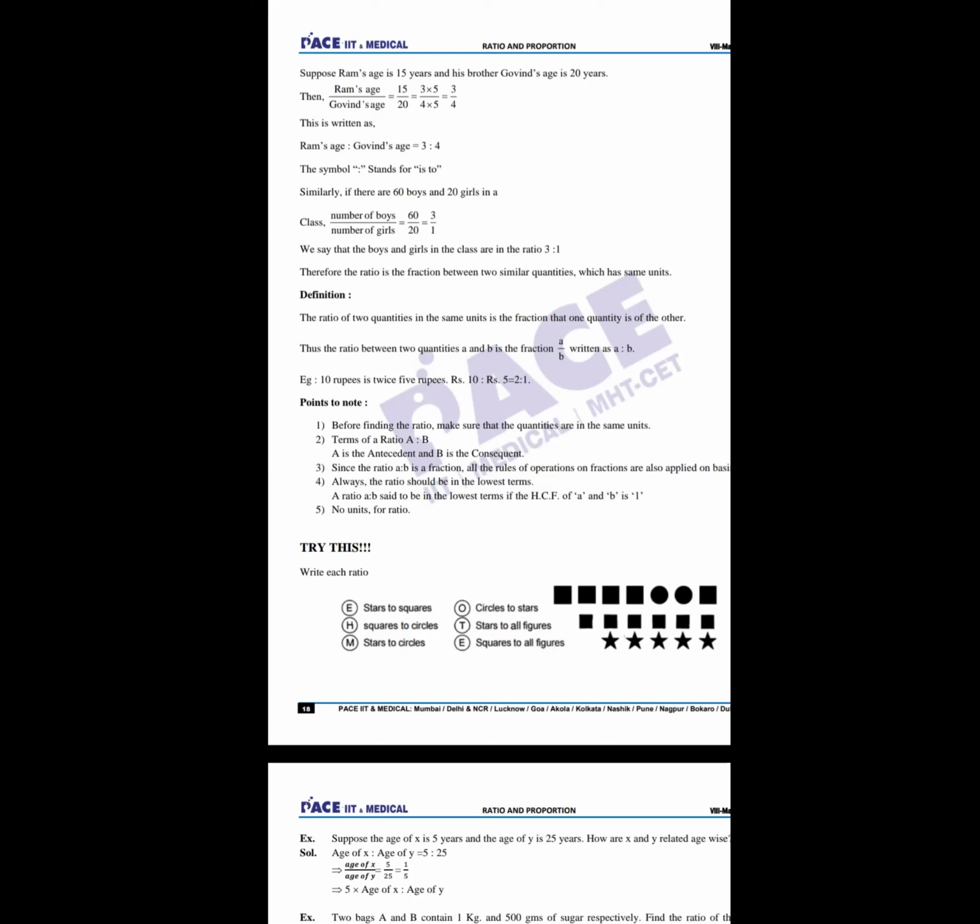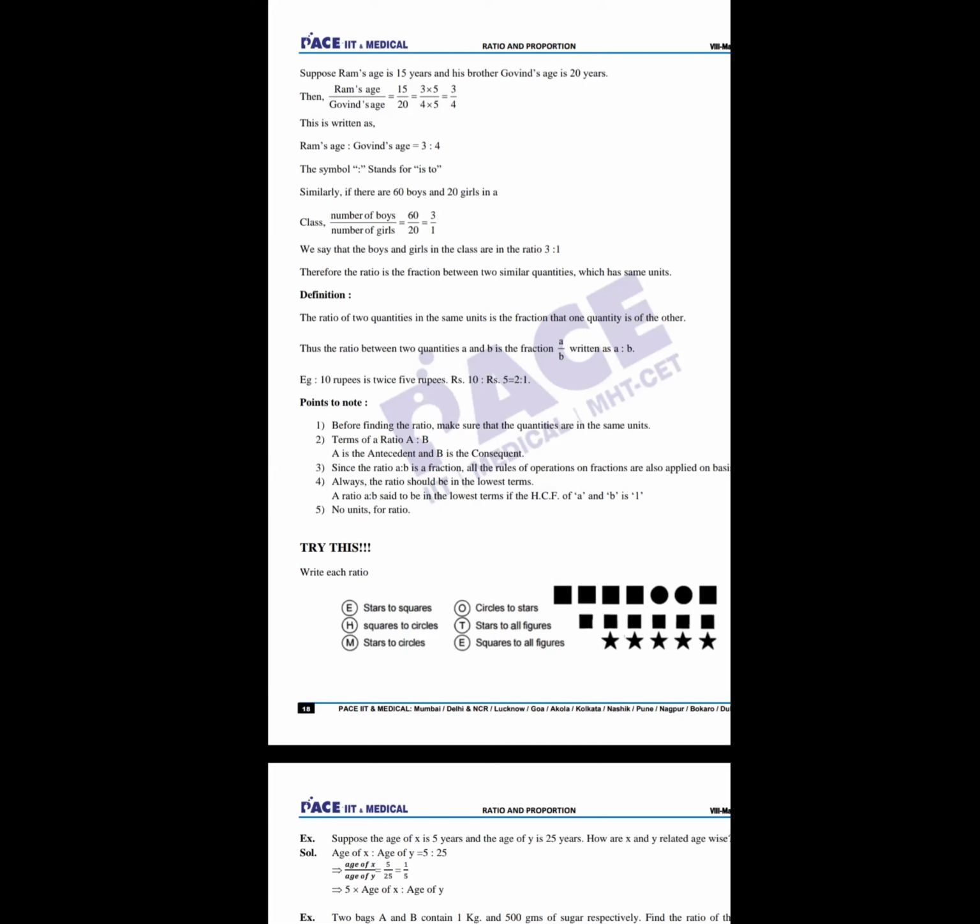The ratio of two quantities is the unit in fractions that one quantity is of the other. Basically, if you have to find the ratio of two quantities, you have to divide the first quantity by the second quantity. For example, the definition says: the ratio between any two quantities a and b is the fraction a upon b, or the ratio a is to b.